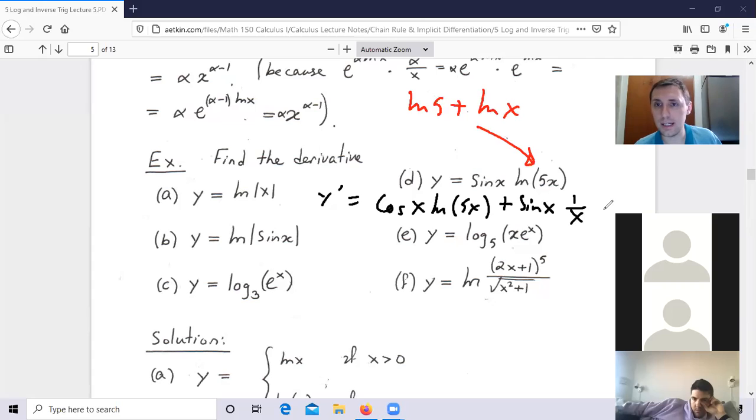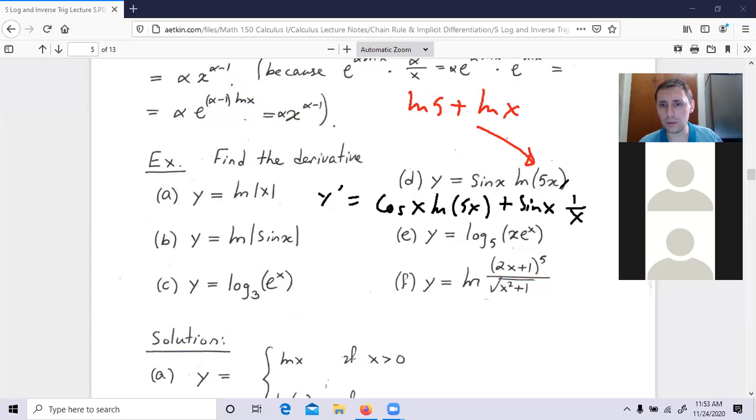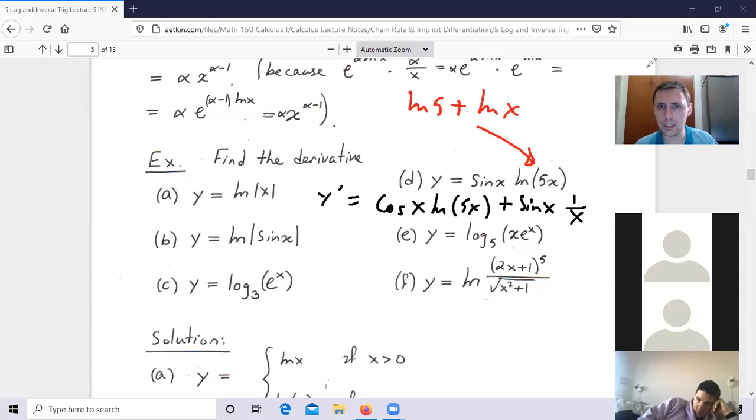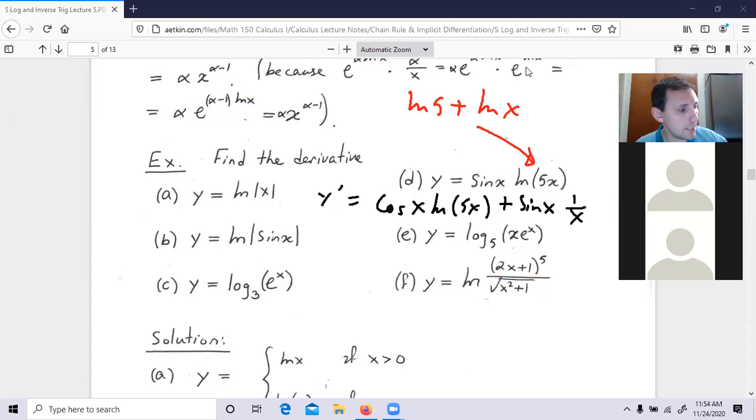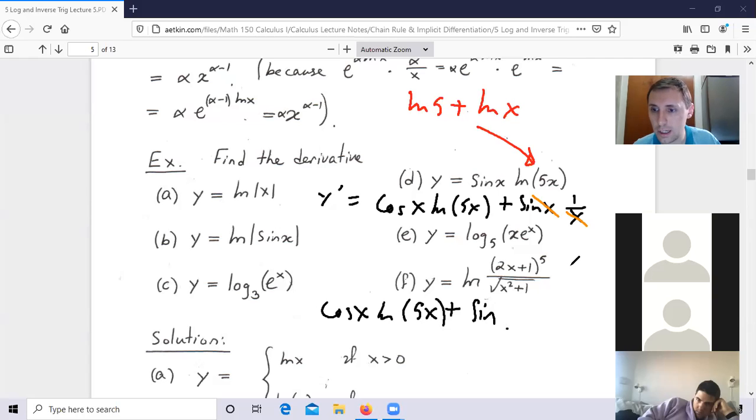And of course, guys, one thing, are you ready? Don't forget, you see we have sine x times 1 over x. We can simplify, right? We can just take this x and cross it out and write our final solution as cosine x ln of 5x plus sine. Yes, you all agree? I want you to confirm if you agree with me that you can simplify the x there.